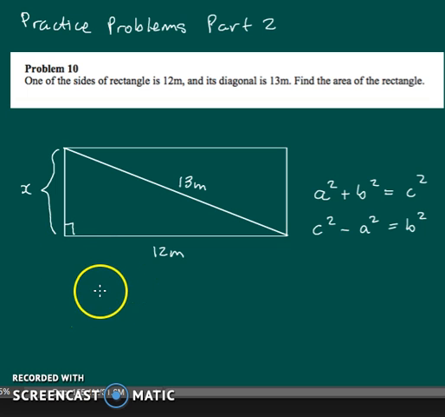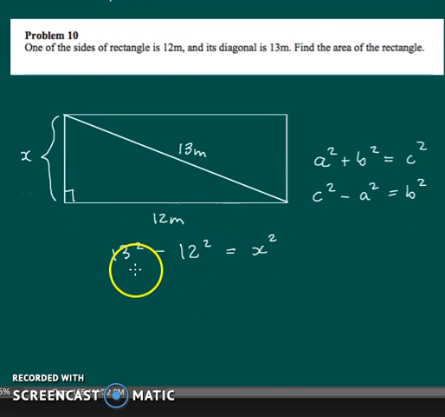Okay, so c squared is going to be 13 squared minus a squared. I'm going to call 12 a, so 12 squared, and that will be equal to my unknown side, which is called b squared, and I decided to call x over here, so I'm just going to call that x squared. Those are just labels. So 13 squared is 169, 12 squared is 144, and we do not know the value of x squared.